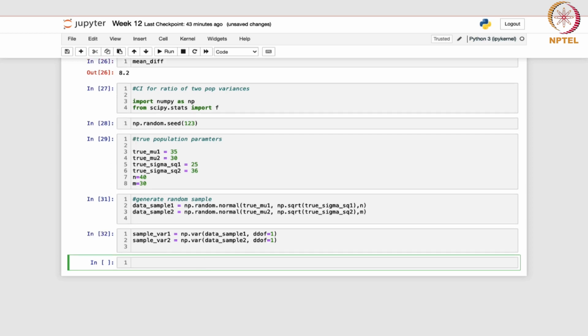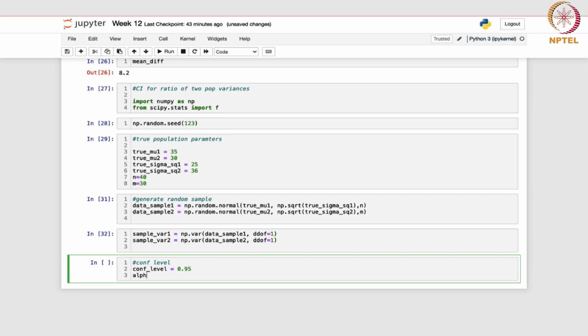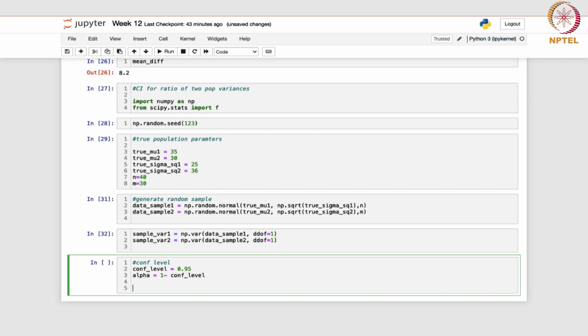Now we set the confidence level. So confidence level, we have been taking it as conf level. Let me just write it. So conf level would be 0.95 and alpha, let that be. So alpha in this case would be 1 minus conf level. Now we will calculate the critical values.